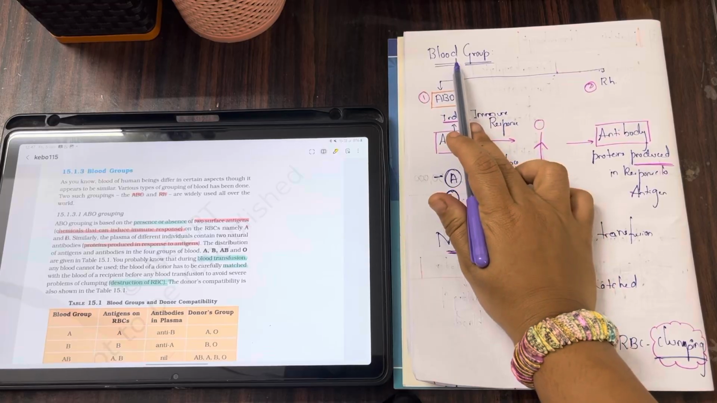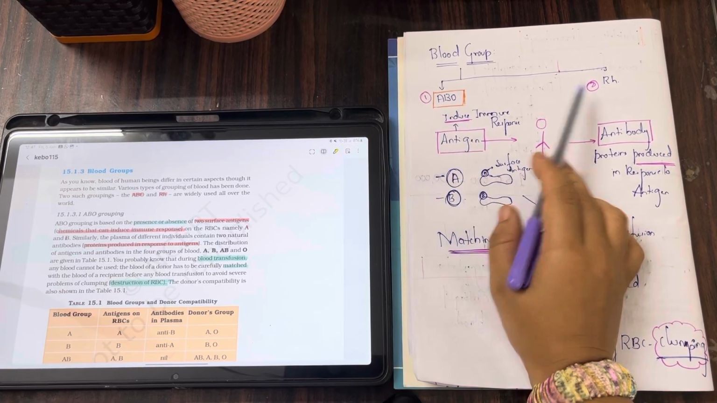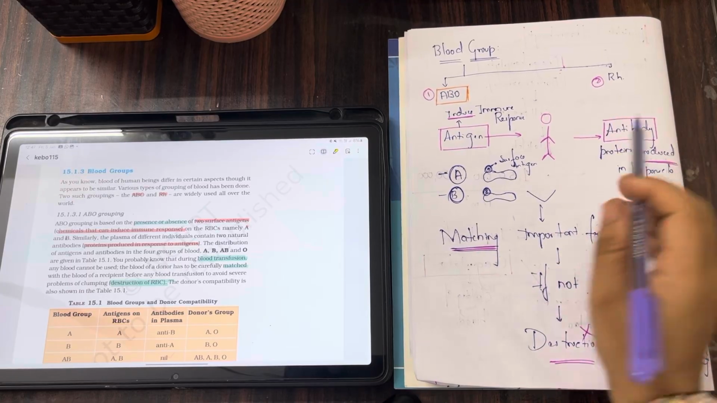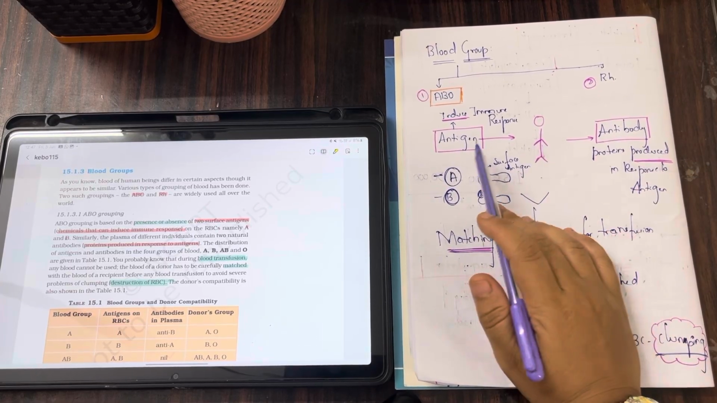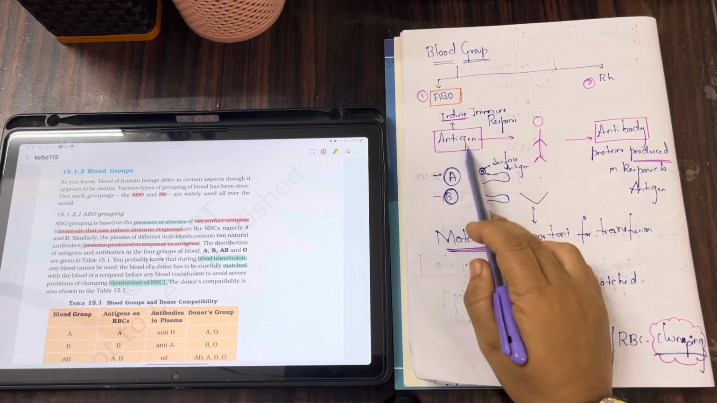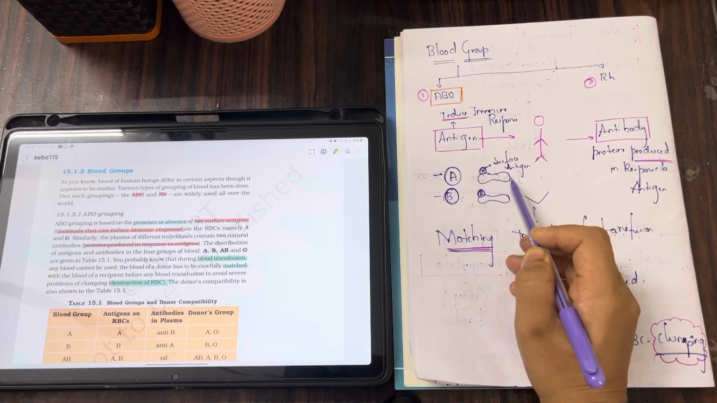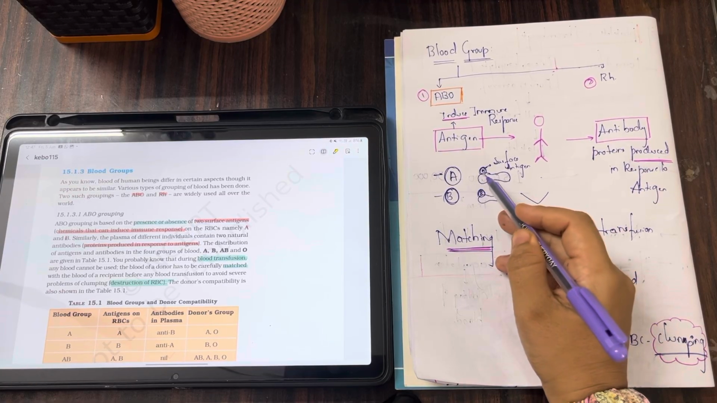Next we move on to blood group. So you have mainly two types of blood group. One is ABO, another one is RH. Before understanding the concept, you should know that there are two things, that is, one is the antigen, one more is the antibody. What is this antigen? You know, this is an RBC. On this surface you will have antigens, that is A and B.